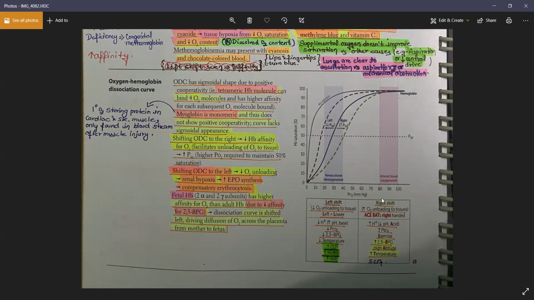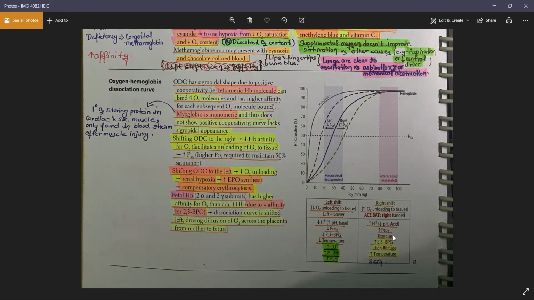Causes for the right shift include acidity. If you're having a low pH, which could be metabolic acidosis or respiratory acidosis, a high PCO2, or any case of hypercarbia, it can cause it. Exercise can cause it, because with exercise you need more oxygen to be dissociated from the hemoglobin so that it can be utilized by the tissues. So exercise can do that.